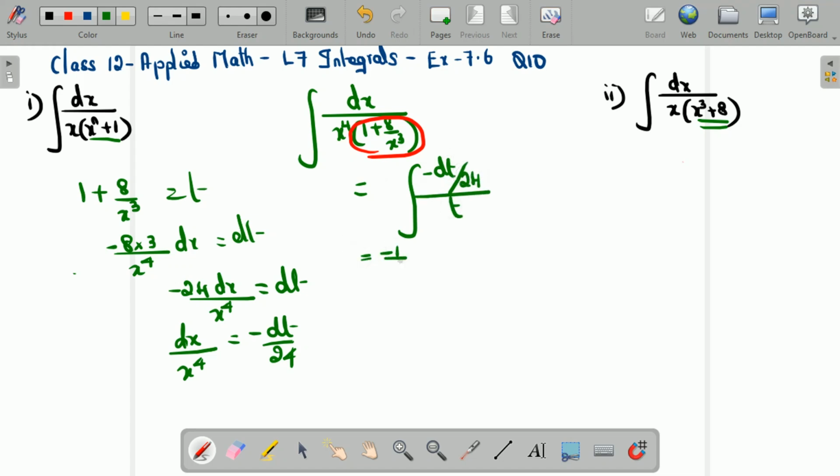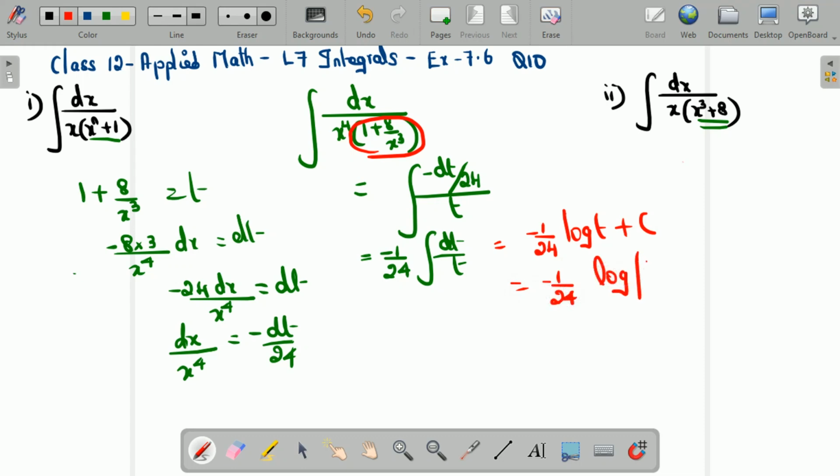We'll take the minus 1 by 24 out. So it is integral of dt by t. So let's perform direct integration. So minus 1 by 24 log t plus c. So this is minus 1 by 24 log of, substitute back the value of t, which is 1 plus 8 by x cube plus c. You can take LCM. So minus 1 by 24 log of x cube plus 8 by x cube plus c.